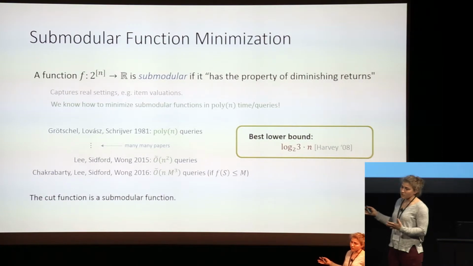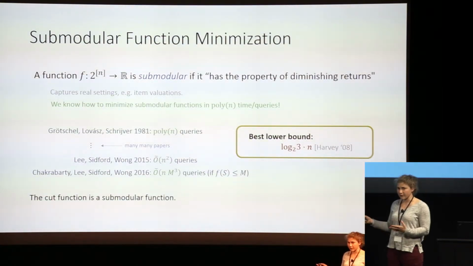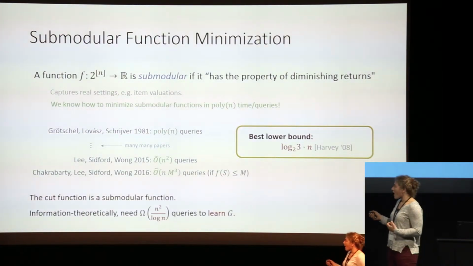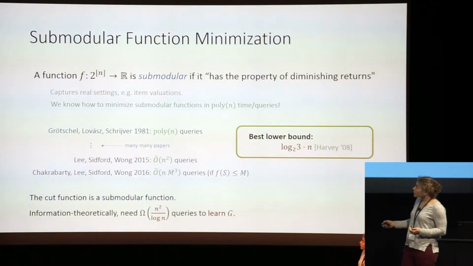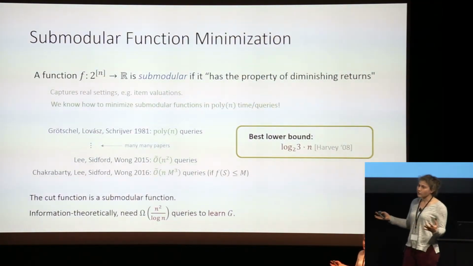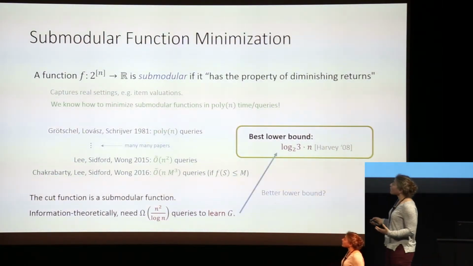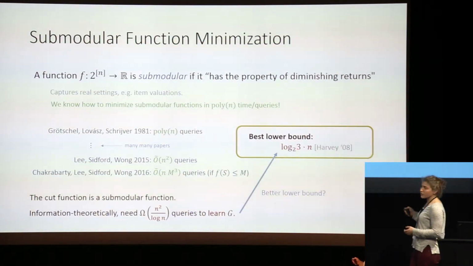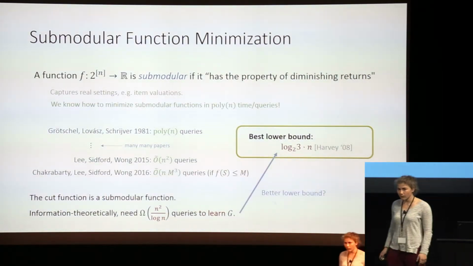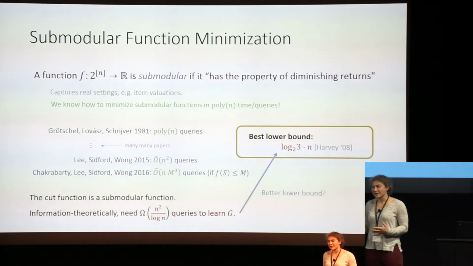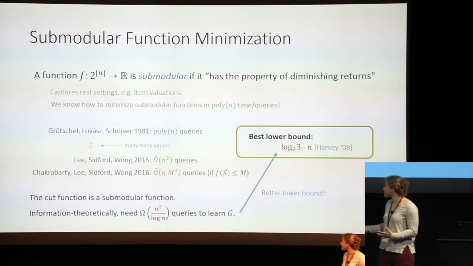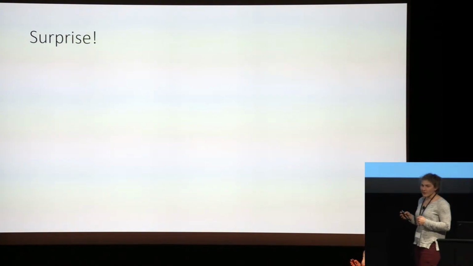The cut function is a submodular function. That's not very difficult to see for yourself. And as we argued a moment ago, we need n squared over log n queries to learn the graph, right? And how could you compute the minimum cut without knowing the graph? So what we were hoping is that we could look at min cut, and based on that, improve this lower bound.